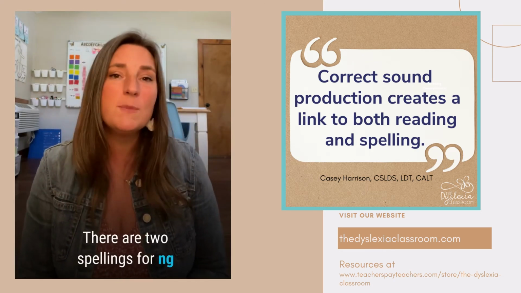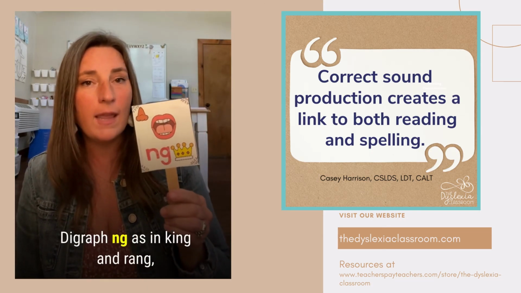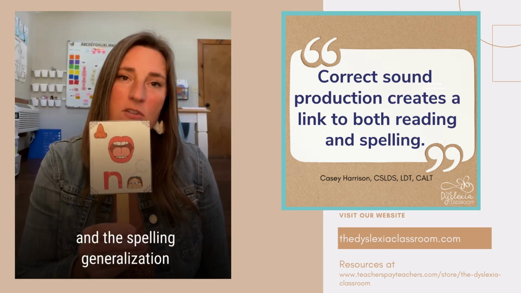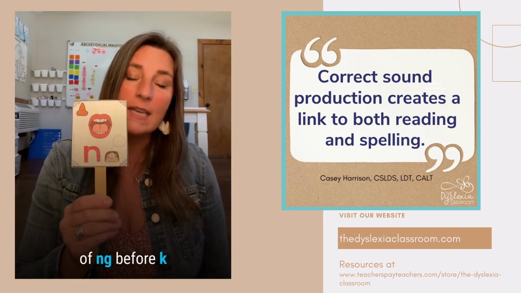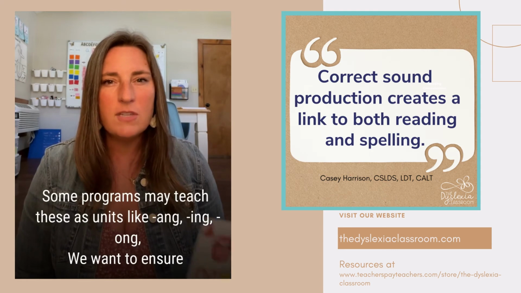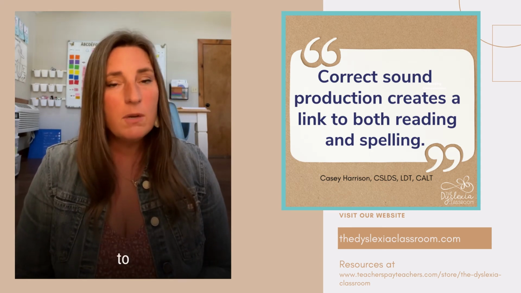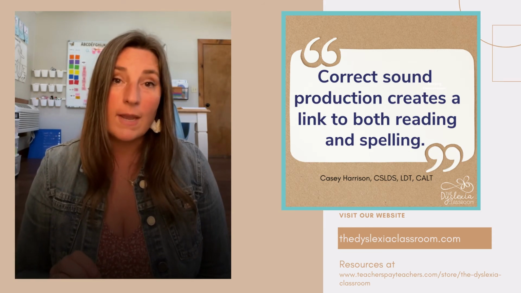We have 2 spellings for /ng/. We have digraph NG as in king and rang. And then we have the spelling generalization of N before the K, like in think and zinc. Some programs might teach these as clusters, ing, ang, ong, ank, things like that, but you still want to make sure that we're producing those phonemes correctly.